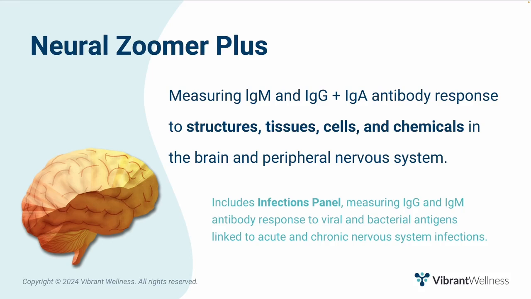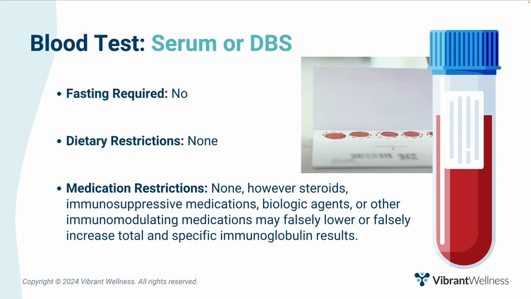The NeuralZoomer Plus is a blood test that can be collected via venipuncture or dried blood spot. Fasting is not required, and there are no dietary or medication restrictions. However, as with all antibody testing, patients taking steroids, immunosuppressive medications, biologic agents, or other immunomodulating medications may have falsely lower or falsely increased total and specific immunoglobulin results. More on this when we get to the complementary tests.